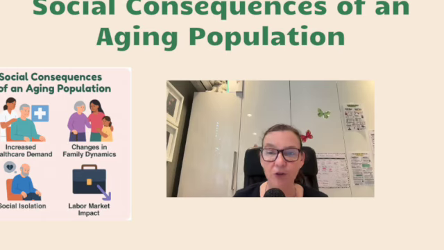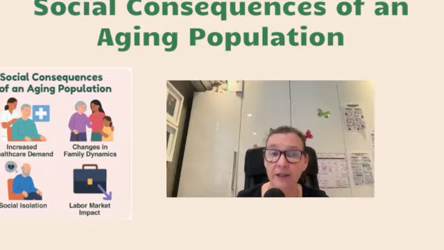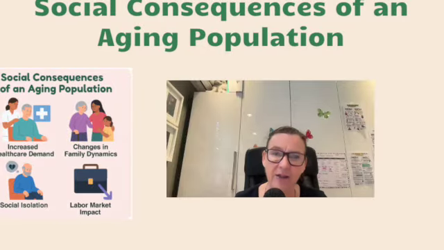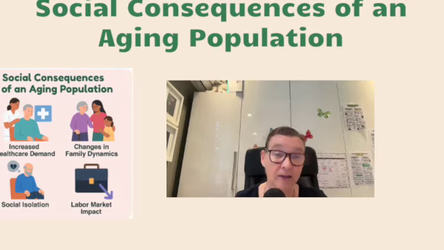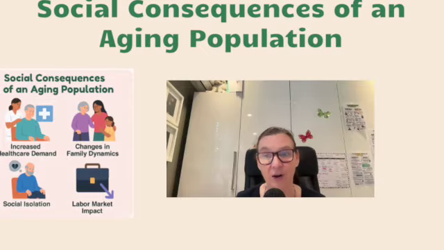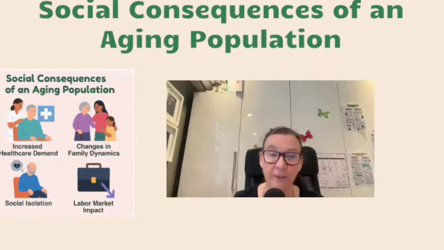Now let's talk about the social consequences of an aging population. These changes affect not just individuals, but the families, the communities, and the entire workforce. First, an aging population leads to increased healthcare demand. We've said this a few times now. As people age, they experience more age-related conditions, which means hospitals, clinics, and long-term care facilities need more staff, more resources, and a lot more money. Healthcare systems must adapt to serve a much older demographic.